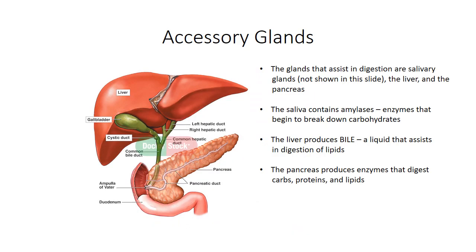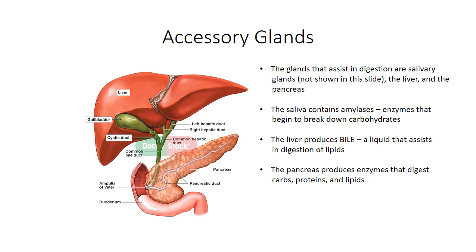Now, there are accessory glands. So not only the enzymes that are working in the stomach and small intestine and the mouth, there are also enzymes that are produced by accessory glands.